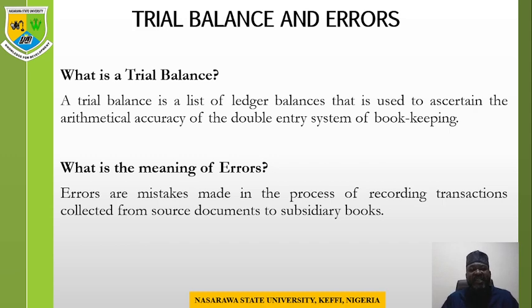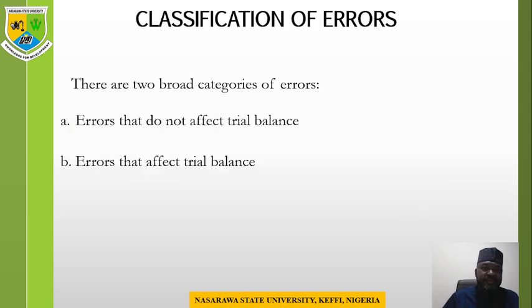Meaning, if we have a trial balance, does that mean that we're not going to have any error? Well, we'll come to see that. But let us look at what error entails in accounting. Error or errors are mistakes that are normally made in the process of recording transactions collected from source documents to subsidiary books and up to the ledger.